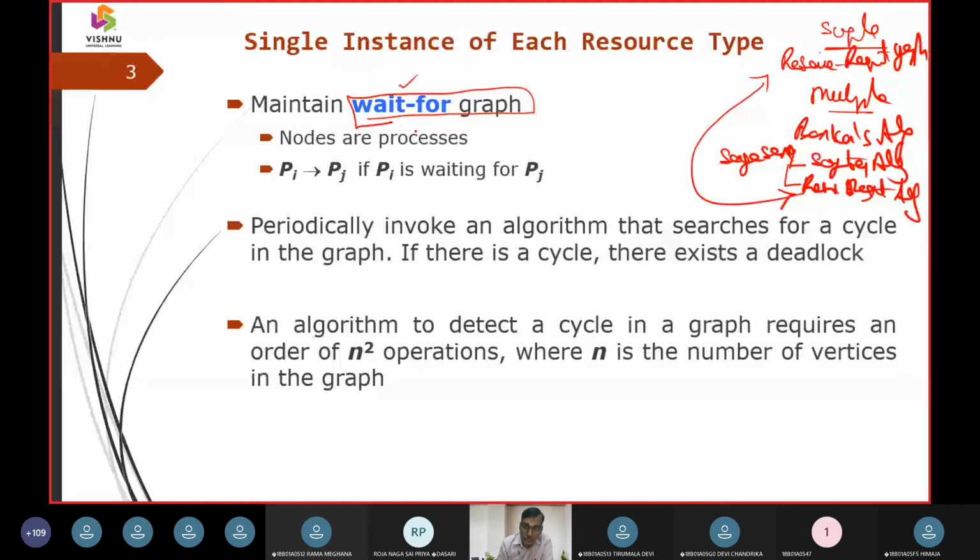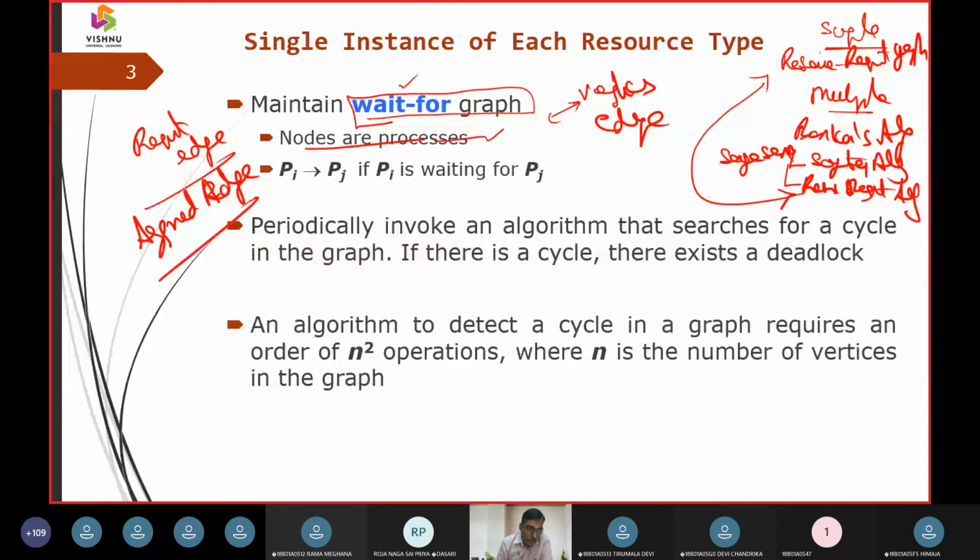So how is the graph going to be drawn? It is going to have some set of vertices and some set of edges. All the processes are going to be represented with vertices, so we are going to call them nodes here. One we are going to call a request edge, and another we are going to call an assigned edge. Before that, both of them are going to be drawn in dotted lines.